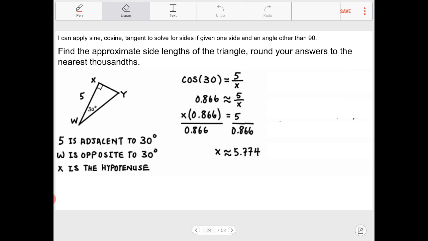We're going to, again, try to figure out what side length W is now, since x was the hypotenuse. So to do that, side W, okay, is this side right here. This is opposite, and 5 is adjacent. We're going to use tangent of 30. So tangent of 30 is equal to W over 5, and we're going to, again, figure out what tangent of 30 is by using our calculator.